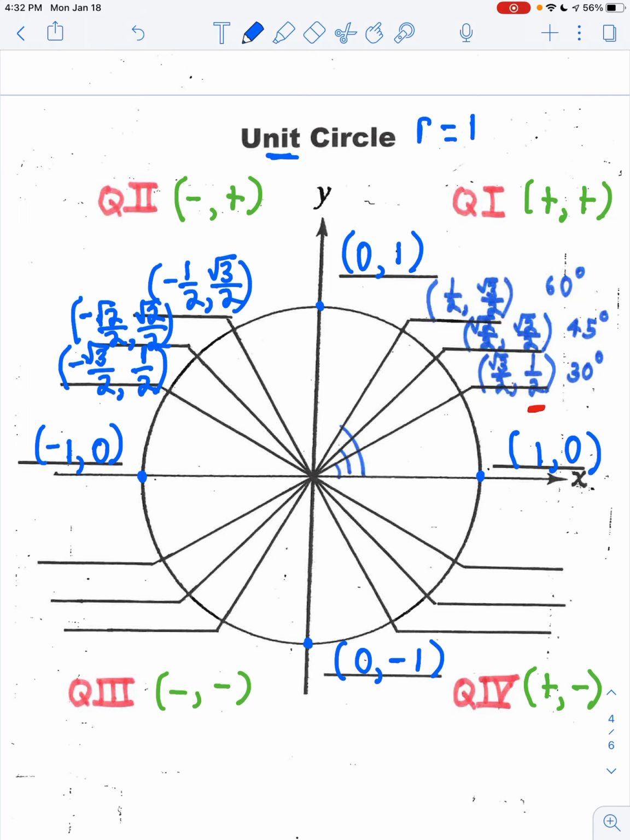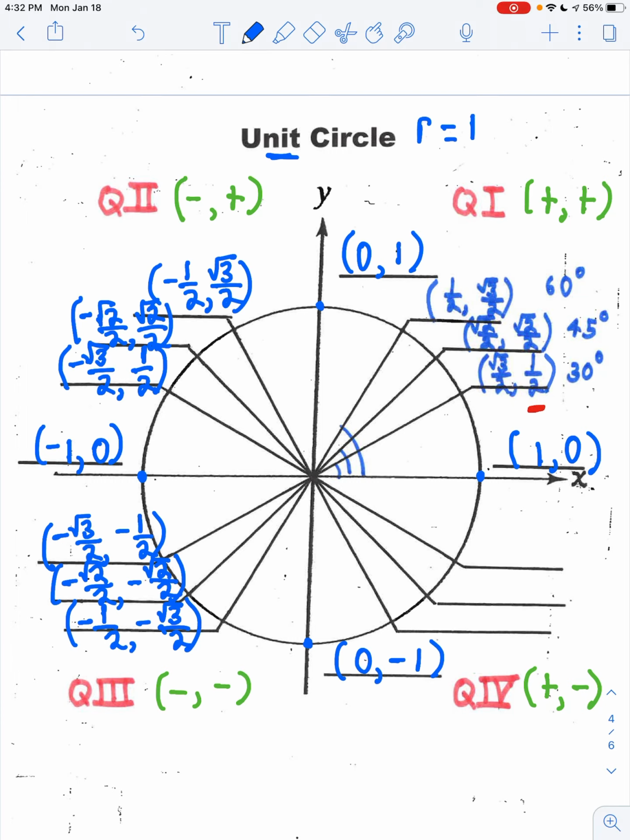Well, if you follow the spokes of the angles, the multiple of pi over 6, the only thing that changes is both coordinates are negative. So it becomes negative square root of 3 over 2, comma, negative 1/2. For the multiple of pi over 4, again, both coordinates are negative, so negative square root of 2 over 2, negative square root of 2 over 2. For the multiple of pi over 3, it's going to be negative 1/2, negative square root of 3 over 2.